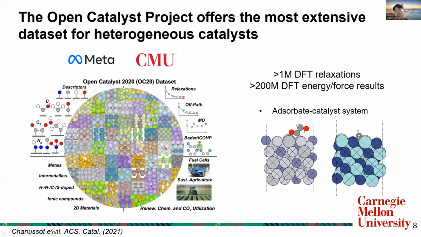Alrighty. So let's talk about the dataset now. The Open Catalyst Project is a research project aimed at addressing the challenge of catalyst screening for sustainable electrocatalyst processes. This project is a joint effort between Meta AI and Carnegie Mellon University, and it provides the Open Catalyst 2020 dataset. This is the most diverse and largest collection of heterogeneous catalyst data.